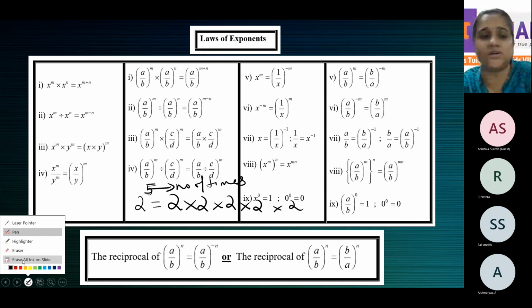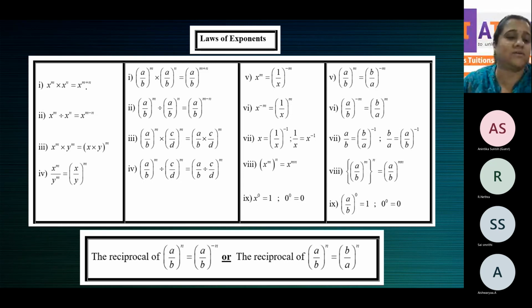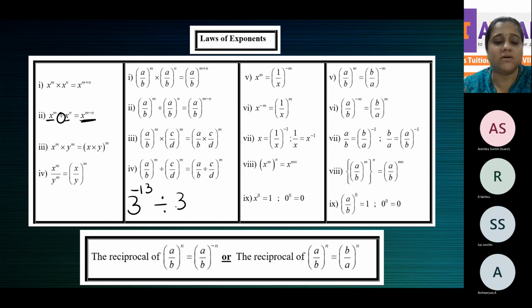So when bases are same and it's multiplication, we add the powers. When bases are same and it's division, we subtract the powers. For example, 3 to the power minus 13 divided by 3 to the power minus 18.